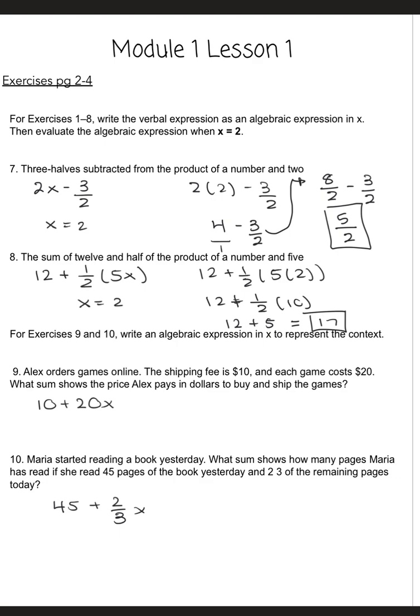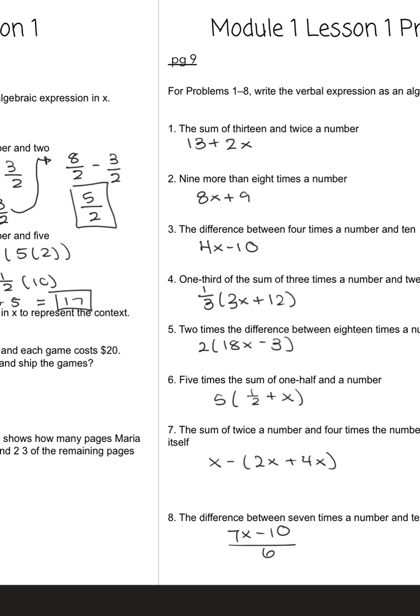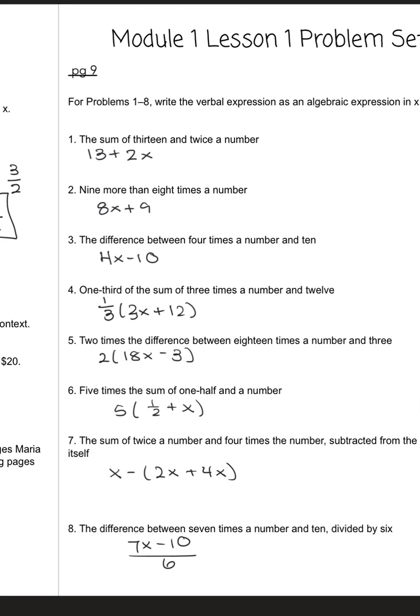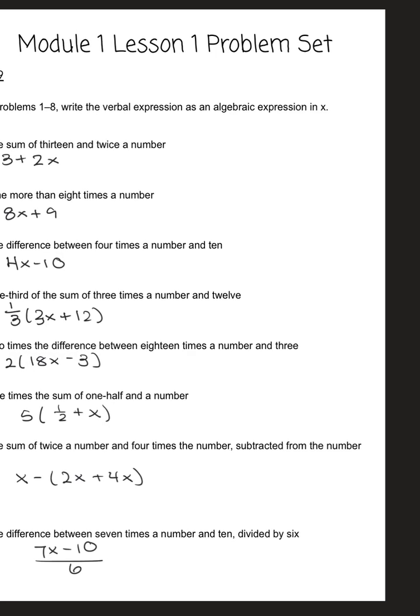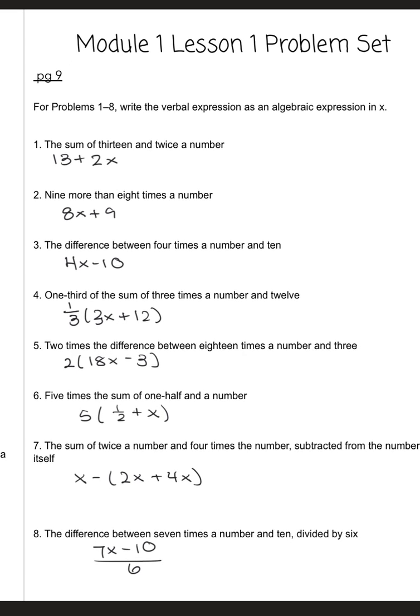All right. So for numbers 9 and 10, remember we did those yesterday. All they are doing is simply translating the expression, so there is no evaluating to do for numbers 9 and 10. Here's a review of the problem set. Again, we went over a few of these in class, but wanted you to have these as well. So your next step is you're going to summarize what you've learned in this lesson today.